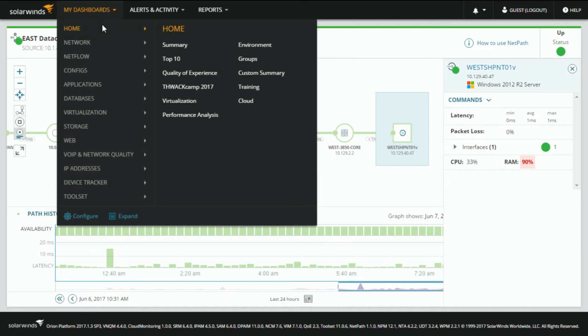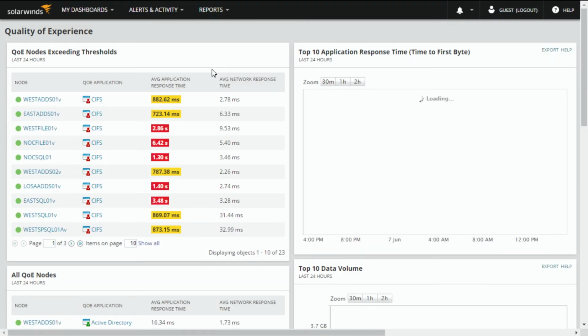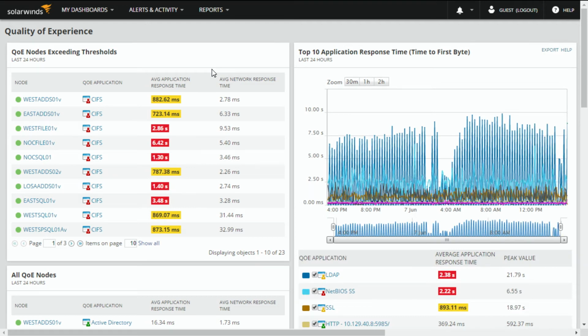You find that under My Dashboards and Home, and then quality of experience, of course. So we introduced this a while ago. This is a feature of NPM. It's no extra cost or anything like that. It just works for you. There's a bunch of information available on how to deploy this and when to deploy this.